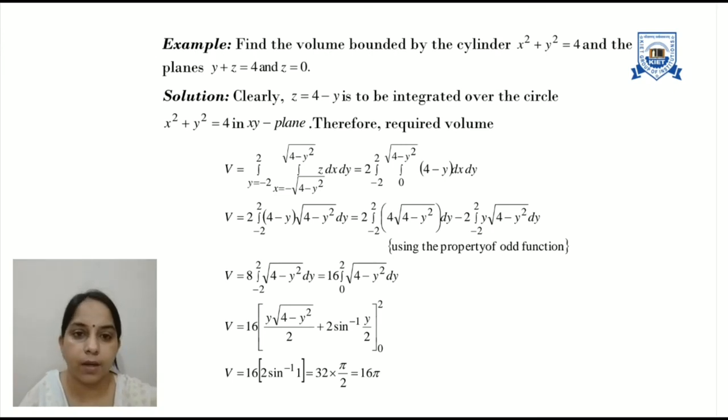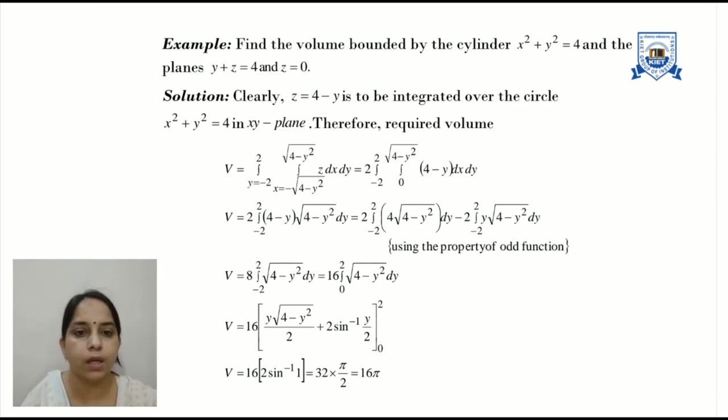In this example, I am going to show you how to calculate the volume using double integration. Here we are to find the volume of a cylinder x square plus y square equals 4, bounded by the planes y plus z equals 4 and z equals 0. Here it is clear from the question that we have the value of z in terms of x, y as z equals 4 minus y.